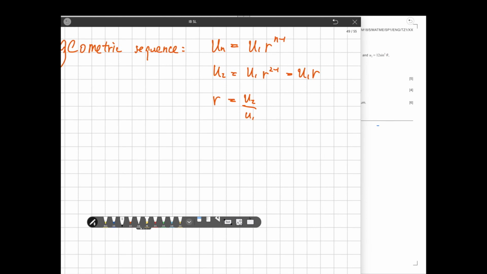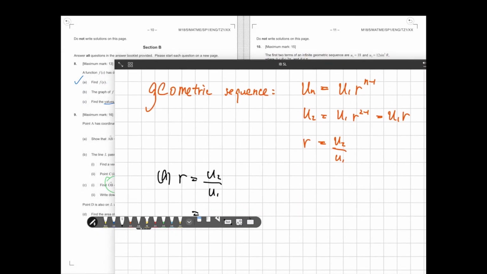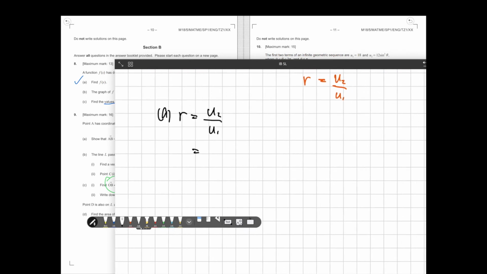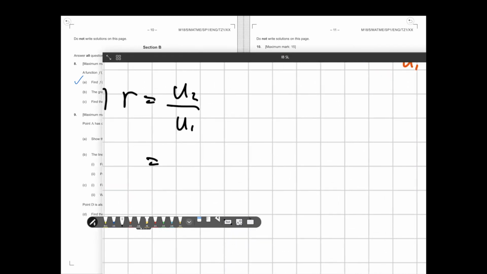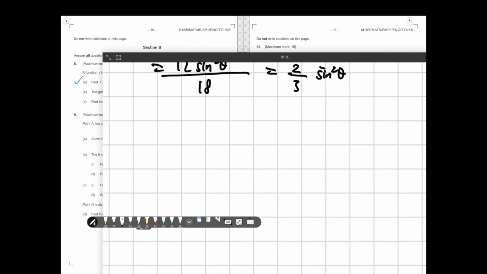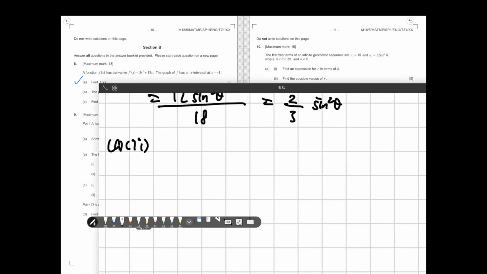That's easy. So for part A, how can we do it? R is just equal to U2 over U1, and U2 is given, right? U1 is also given. So that is 12 sine square theta over 18. So that is just equal to 2 over 3 sine square theta. That is for part A1.